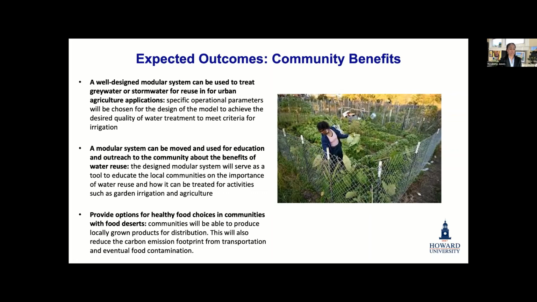agricultural applications. We also wanted to come up with educational modules for outreach to the community, to really also use this as a way to educate folks about water reuse in general, and ways that they could come up with what for them may be unexpected ways to reuse water. And also, if we can come up with ways to make these urban gardens more sustainable, we may increase these options for healthy food choices, particularly in some of our communities with food deserts.